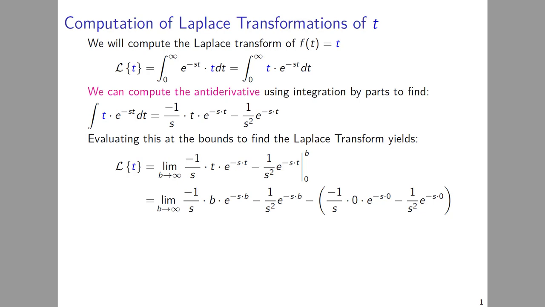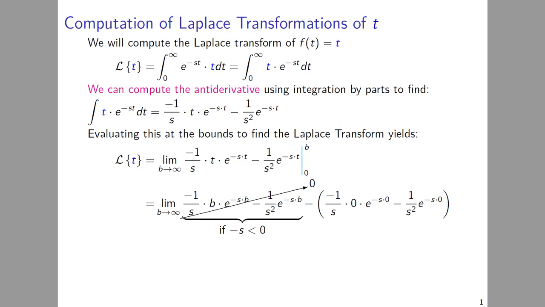When we take the limit as b goes to infinity, both terms with e to the negative s times b will go to 0 so long as negative s is less than 0, or in other words, so long as s is positive.